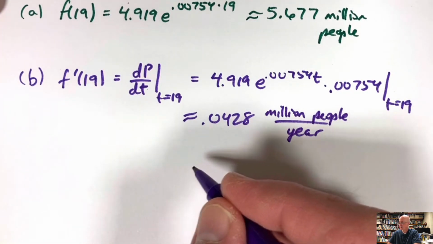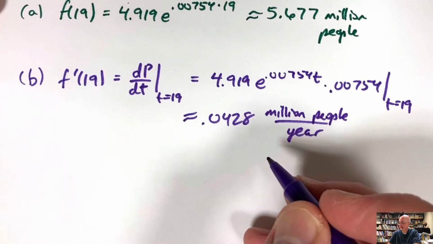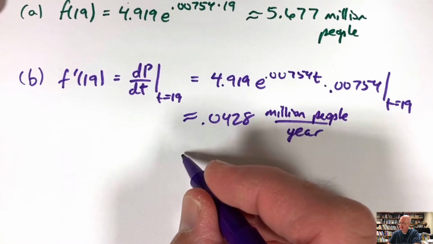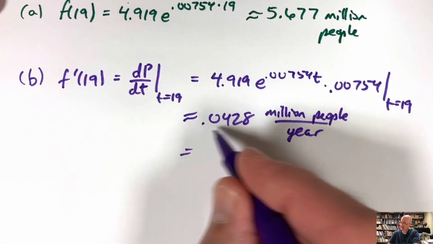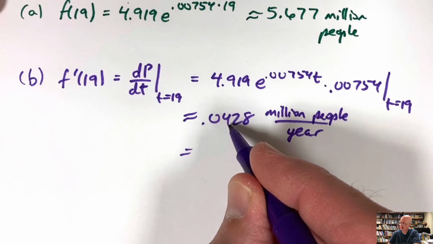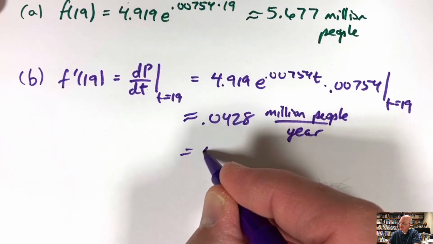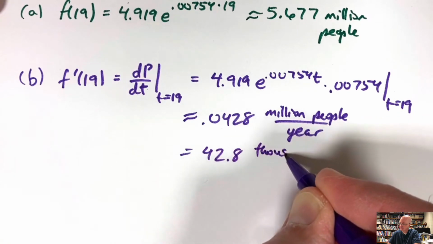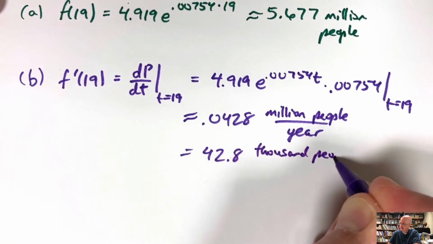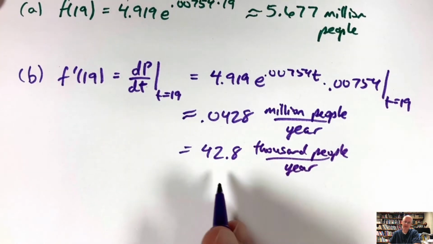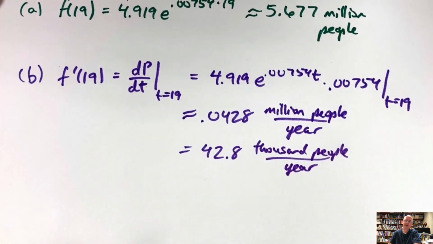Probably makes more intuitive sense if we convert this to like thousands of people per year. To convert millions to thousands, you multiply this decimal by 1,000, which moves the decimal point to the right by 3 spots. This would be the same as 42.8 thousand people per year. That's a little easier to get your mind around. You know, that's like the population of a medium-sized city or town, depending on the terminology you want to use in a given year.